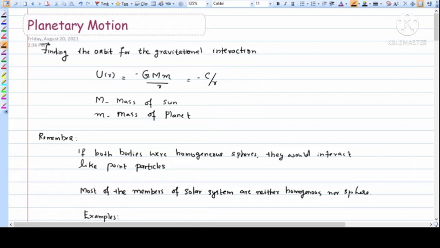Okay. So we have the gravitational interaction. We have the gravitational interaction U of r is minus GMm by r, and we have taken C as a constant equal to minus GMm. And what is M? Capital M is the mass of the sun, and small m is the mass of the planet.